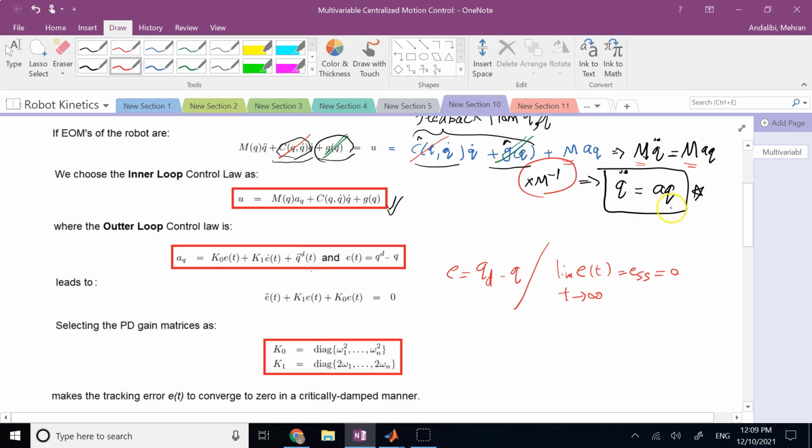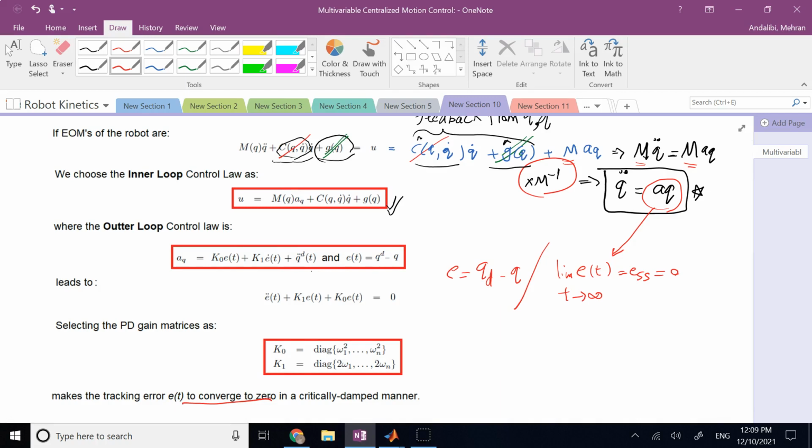So if I can choose this AQ so that I have a 0 steady state error, or it converges to 0 asymptotically, as you can see here, that is the best thing that I can do. That is my job done. My outer loop is working. Now, how can I do that?